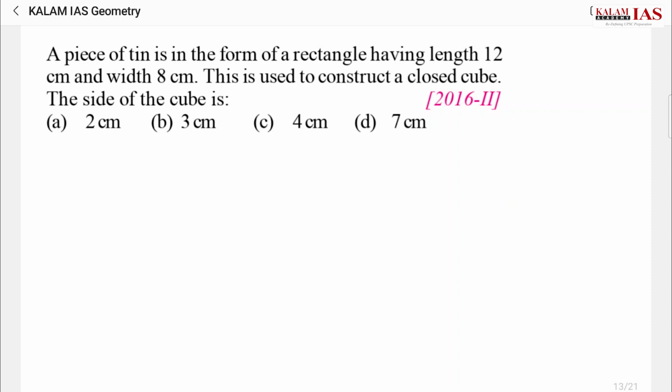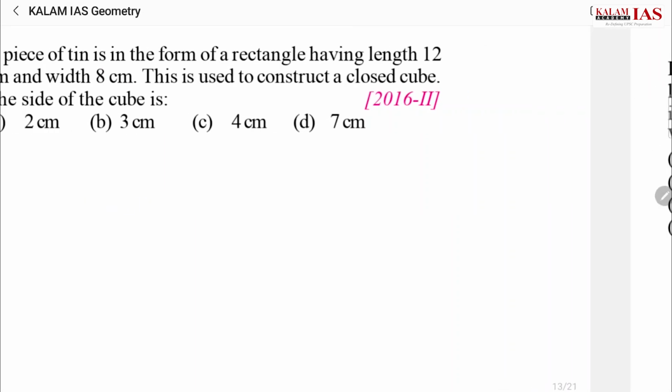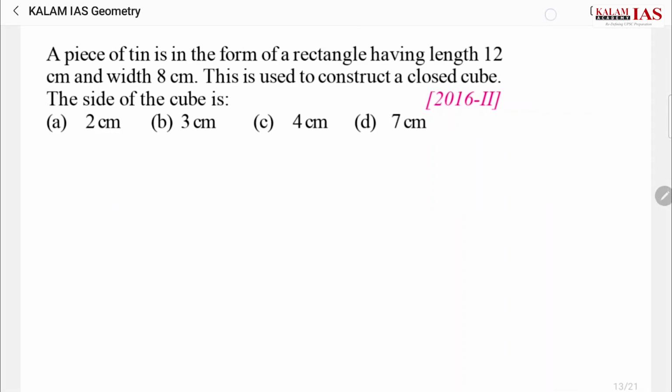It is given a piece of tin is in the form of a rectangle having length 12 centimeter and breadth, width, 8 centimeter. So it is a tin of 12 centimeter length and width 8. This is used to construct a closed cube. The side of the cube is?